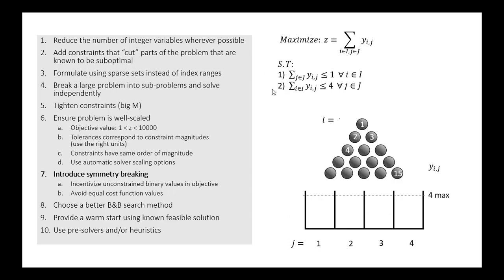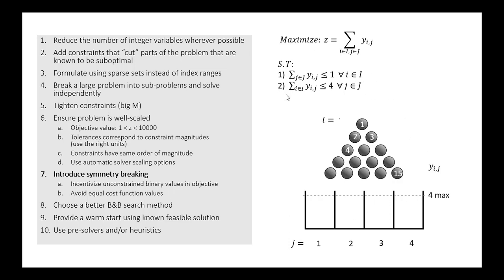So here's the actual formulation, right? Here's our objective function. We have these two constraints where we're saying the summation over all bins of the binary y_i,j is less than or equal to 1. So what this is saying is that every ball can only be in one bin, right? One ball can only be in one bin. And that's true for every single ball in the set of all i balls.